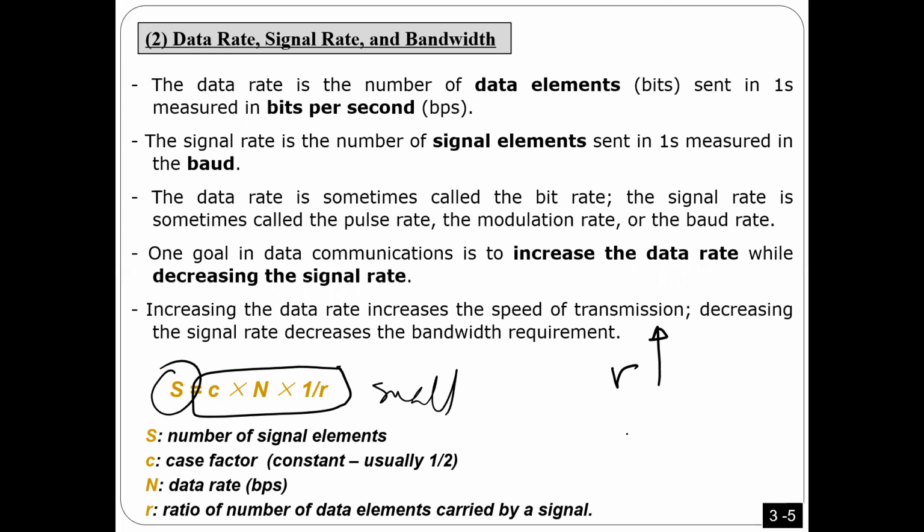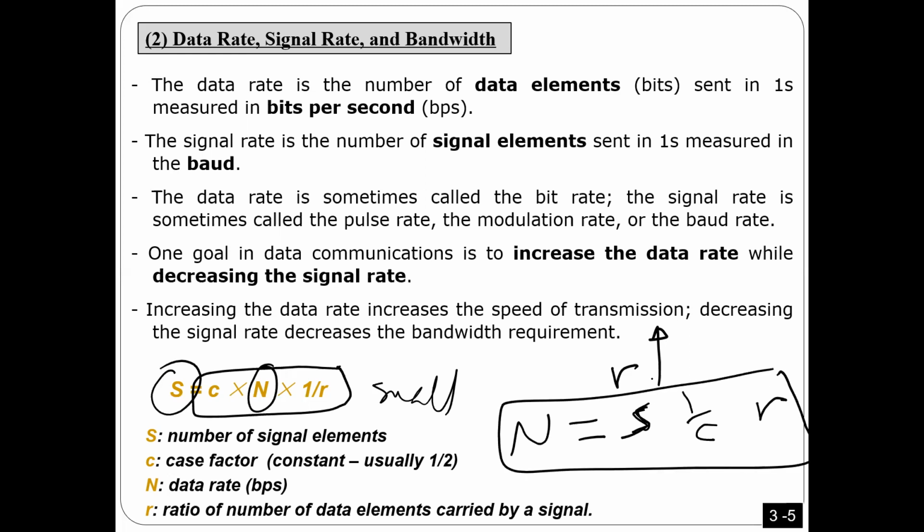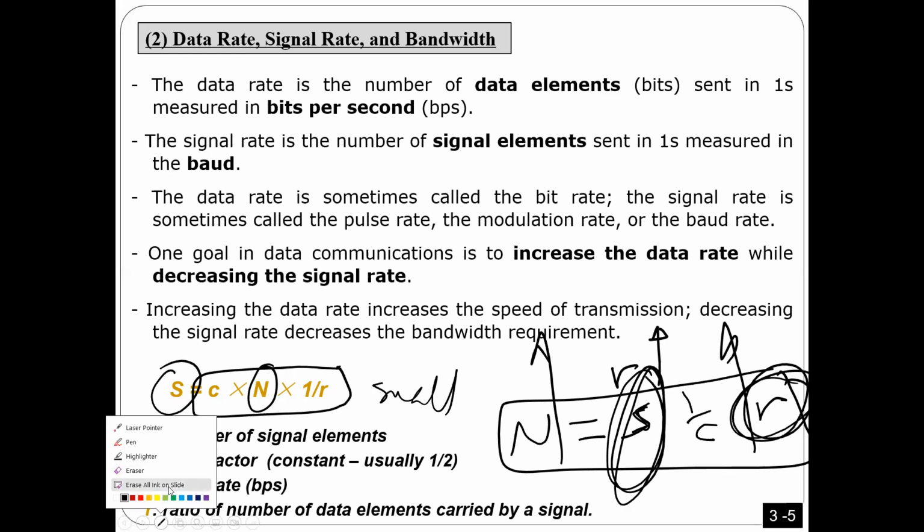Or you can flip it. You can say N is equal to the bandwidth S divided by 1 over C times R. I just put one term on one side and the other terms on the other side. So you can see it's very clear: given a certain bandwidth, the higher the R, the higher the bit rate you can get. So this is a very important relation, we're going to use it all the time.